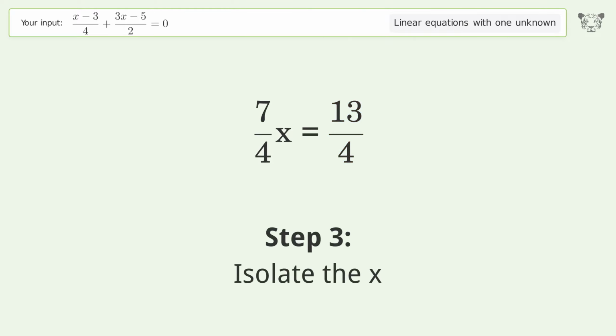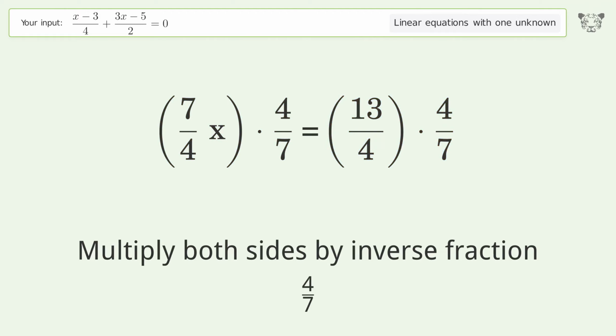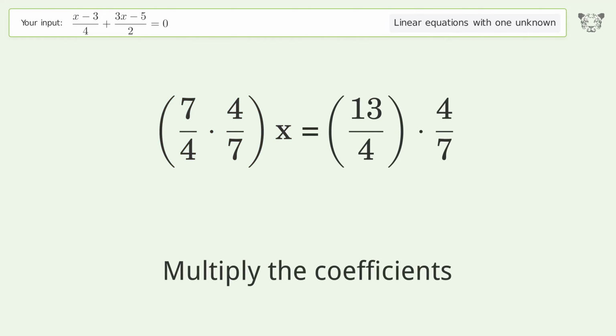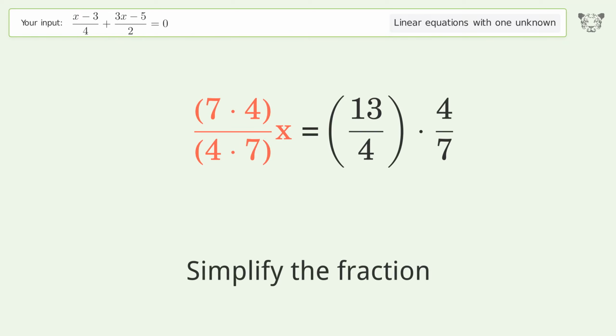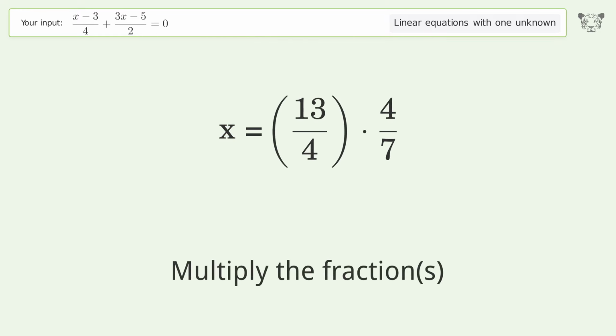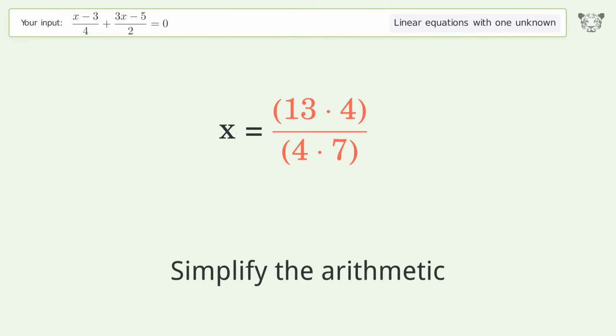Isolate the x. Multiply both sides by inverse fraction 4/7. Group like terms. Multiply the coefficients. Simplify the fraction. Multiply the fractions. Simplify the arithmetic.